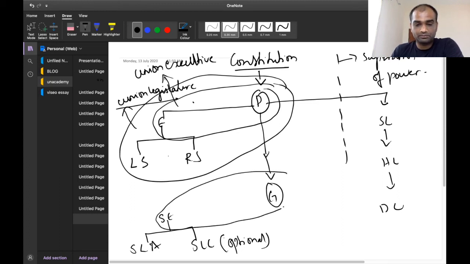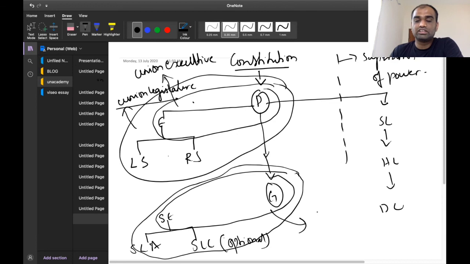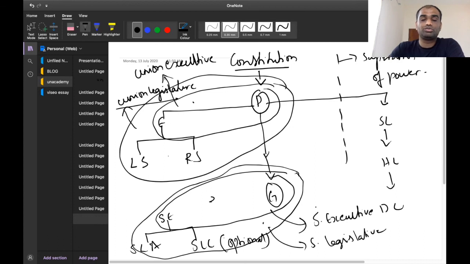Now, this is the state executive. This is the state legislature. Now this is the state executive. This one is the state executive. This one is the state legislature. So, looking at this diagram itself, we can infer that the state executive is a part of the state legislature, and the governor is also part of both the state executive as well as the state legislature.